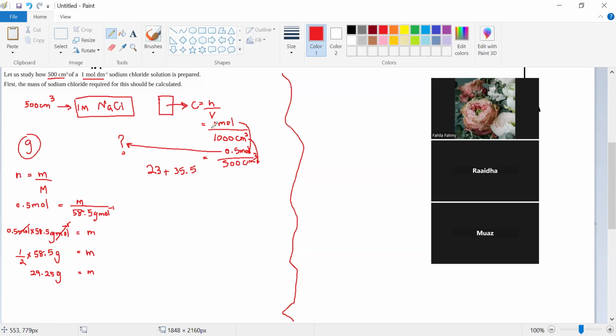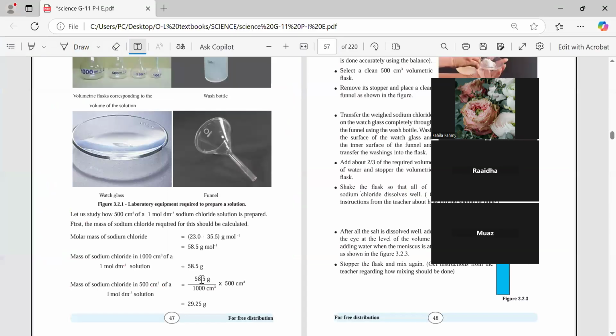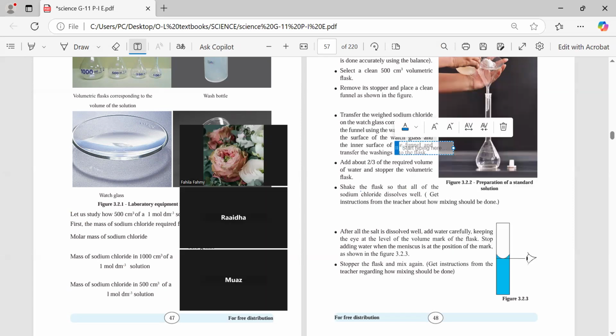Or the concentration, or the cycle keeps on going, right? So this is how they give you sums. Now if you take NaCl and measure 29.25 grams accurately in the lab, you are supposed to take that into the watch glass, right? And now this is how you prepare this solution.